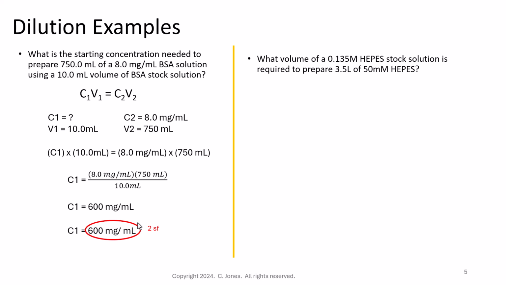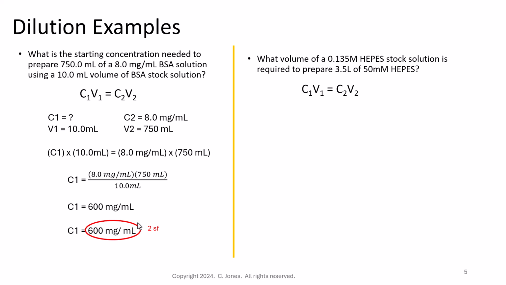But again, that's not our purpose here. I'm just trying to throw in some things to remind you that there's more to it than just doing a simple calculation. So HEAPS is a buffer. It's frequently used in cell culture. Okay, so let's look at how we prepare a working solution from a stock solution, even though I did not call the 50 millimolar HEAPS solution a working solution.